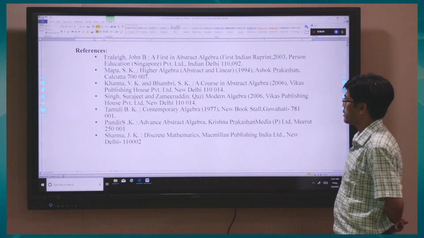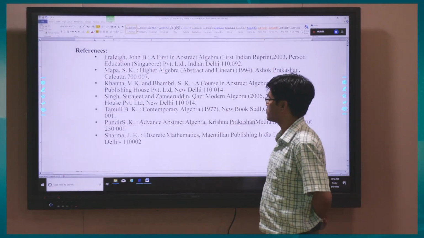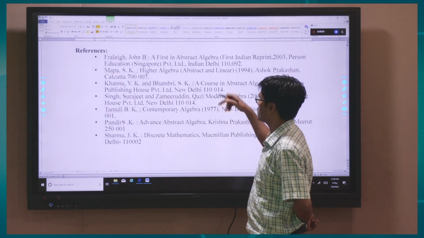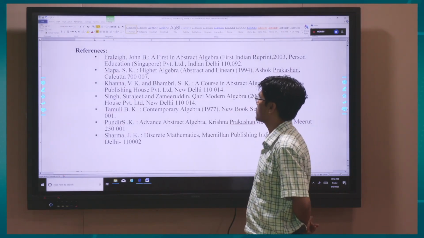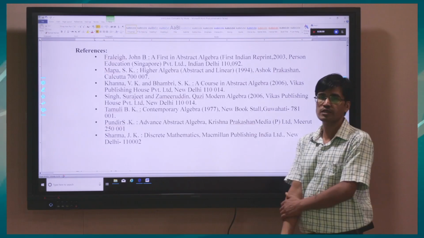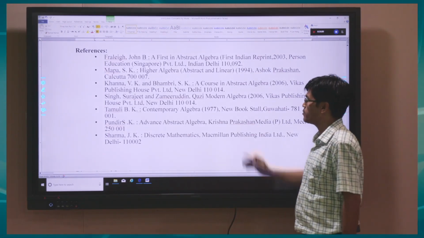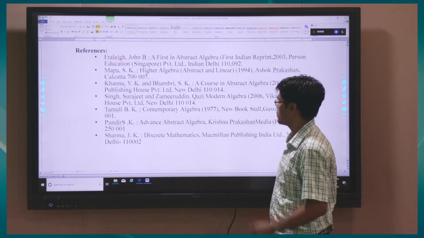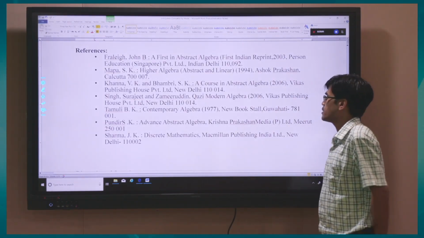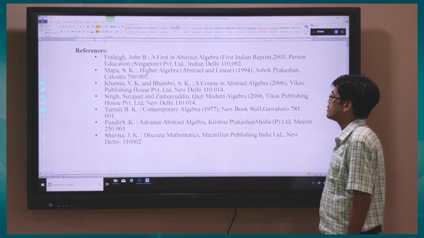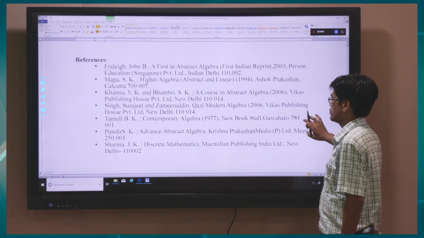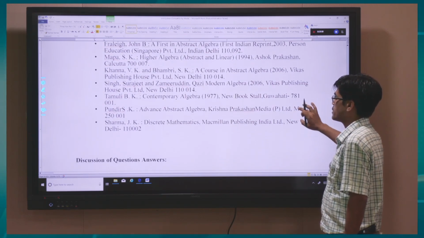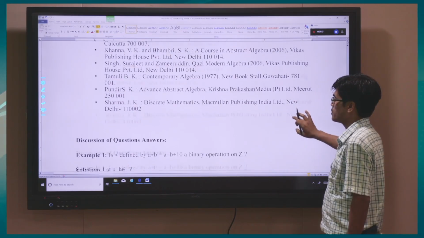So learners can also follow these books for better understanding of this chapter. These are some reference books. With the help of these references, you can understand this concept and consider various examples from these books.